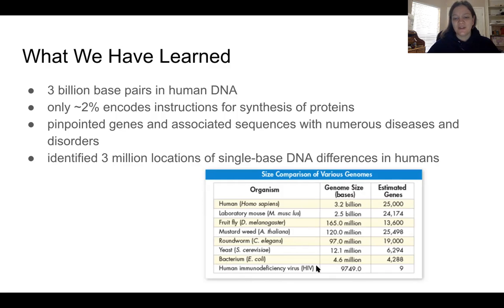This HIV only has 9,000, which only corresponds to 9 genes. Viruses, again, not really alive, so they don't need that many genes. What you might find interesting is that humans have 3.2 billion bases and an estimated 25,000 genes. But if you look down here at the mustard weed, they have 120 million bases, and they actually have a greater number of estimated genes than we do. So we have a lot of bases that apparently don't do a whole lot.